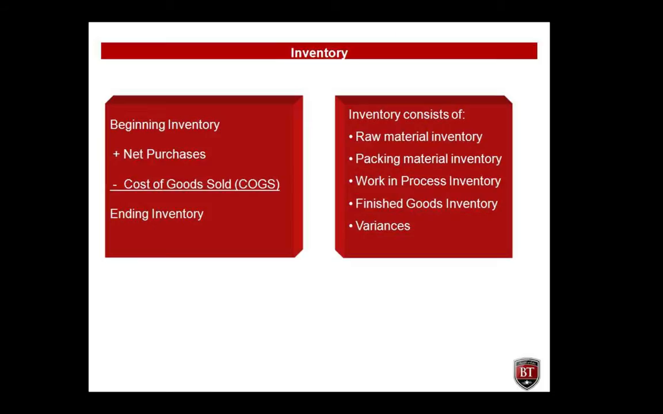So what is inventory? Inventory is defined as assets that are intended for sale, are in process of being produced for sale, or are to be used in producing goods. Inventory consists of raw material inventory, packing material inventory, work in process inventory, finished goods inventory, variances, depending on the inventory recording method. From another angle, beginning inventory plus net purchases minus cost of goods sold equals ending inventory. Let's see the valuation methods one by one.